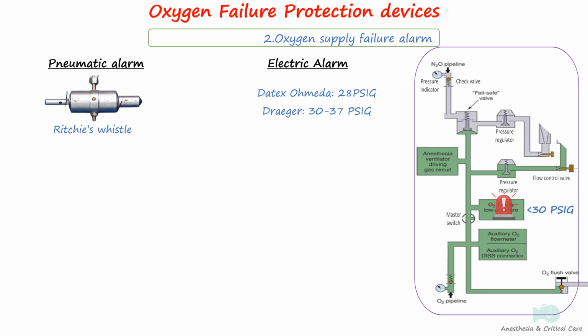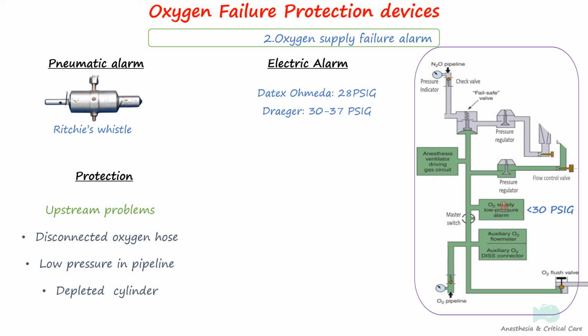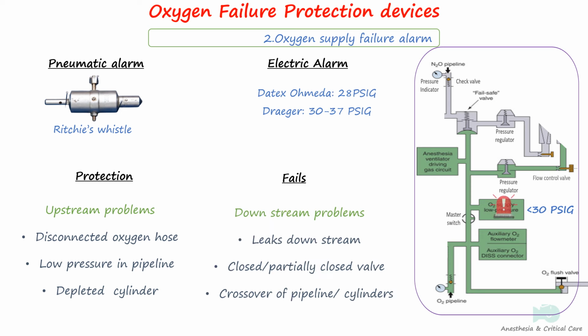The alarm helps prevent hypoxia caused by problems upstream in machine circuitry like a disconnected oxygen hose, low oxygen pressure in the pipeline and depletion of an oxygen cylinder. These devices do not offer protection against a hypoxic mixture being delivered because they do not prevent anesthetic gas from flowing if there is no flow of oxygen. Equipment problems like leaks, operator errors like a closed or partially closed valve, and accidental crossover on pipeline and cylinders are not prevented by this device.